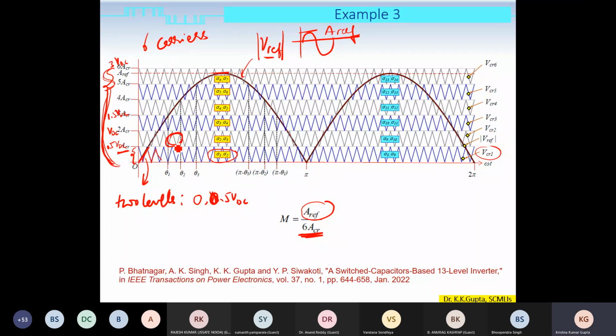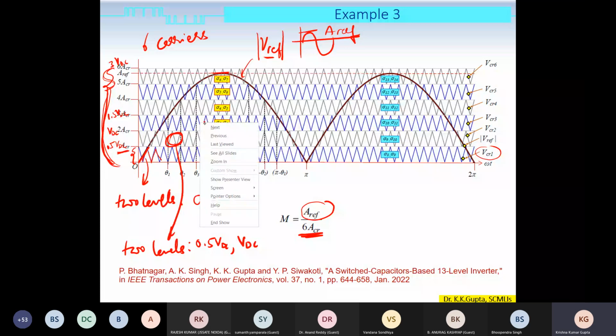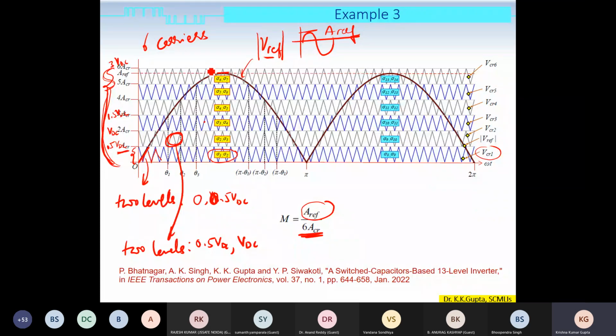Similarly, here also, when the comparison is made, again we should get two levels based on that comparison, and those two levels will be 0.5 VDC and VDC. Similarly, here VDC and 1.5 VDC, and so on. Right? For the top level, as a result of this comparison, we should get two levels, which are 3 VDC and 2.5 VDC.